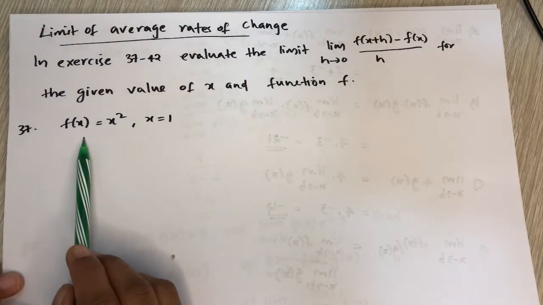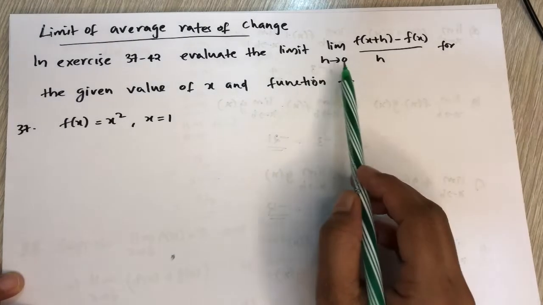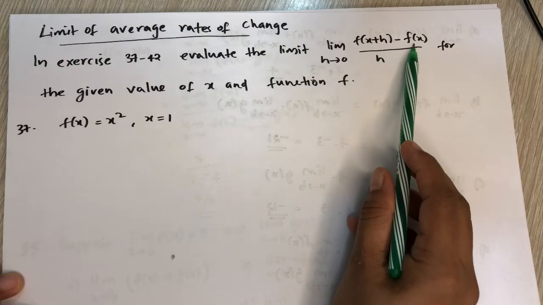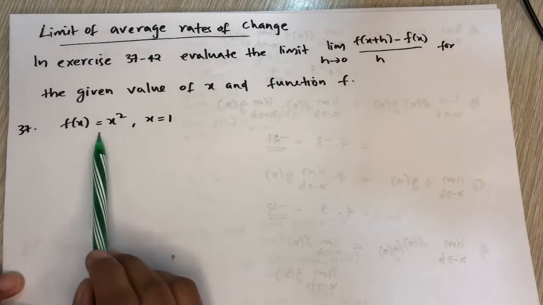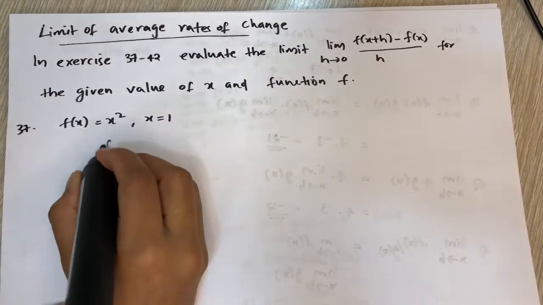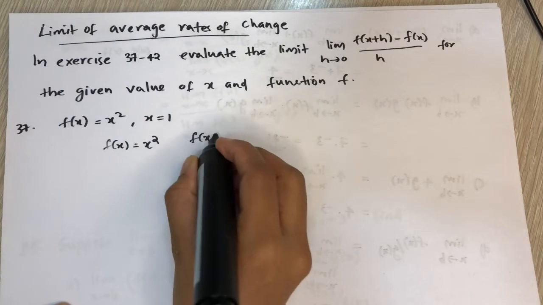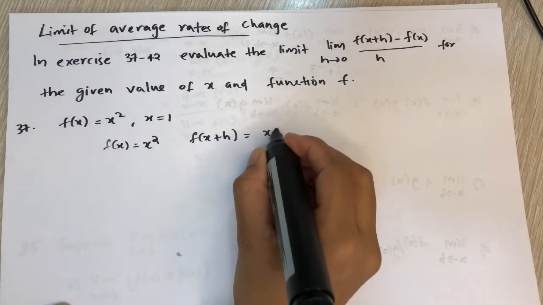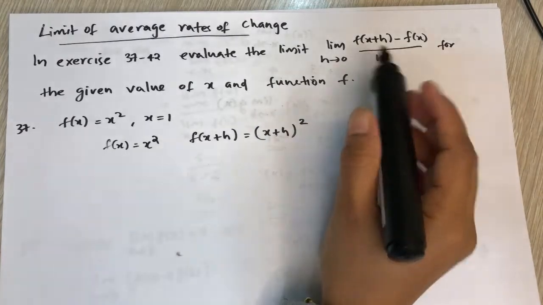37, f of x is equal to x square, x is equal to 1. We have to evaluate limit h tends to 0 f of x plus h minus f of x by h at x is equal to 1 for this function. Given f of x is equal to x square. Therefore f of x plus h is equal to x plus h the whole square. Now we have to find this limit.